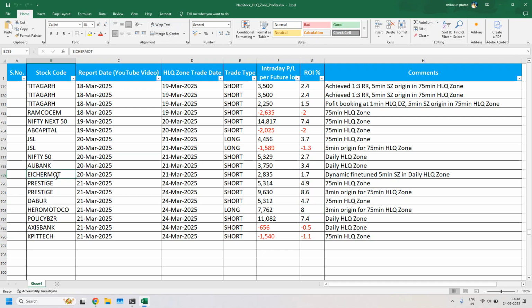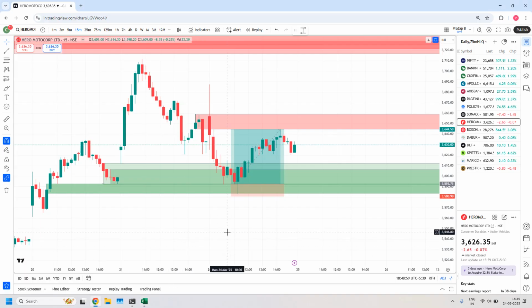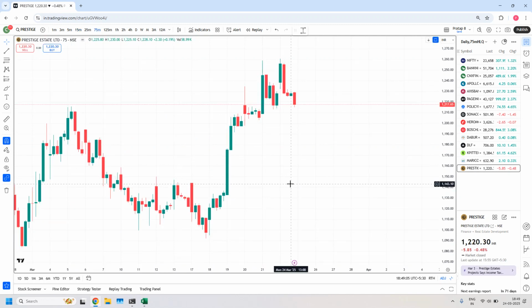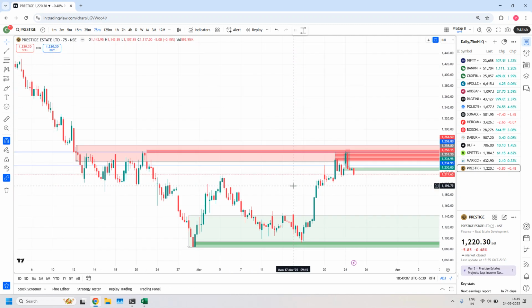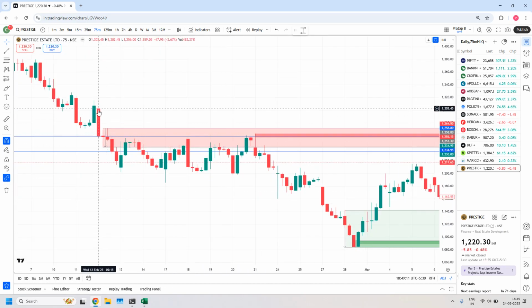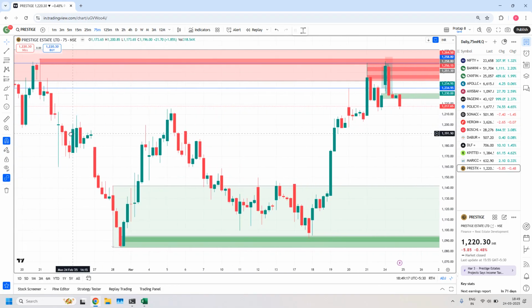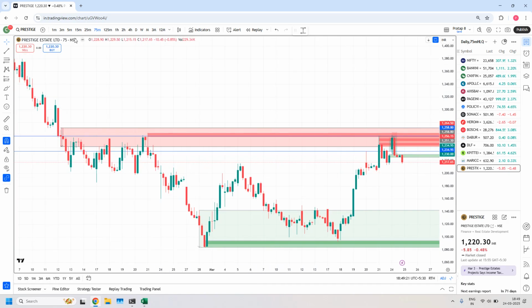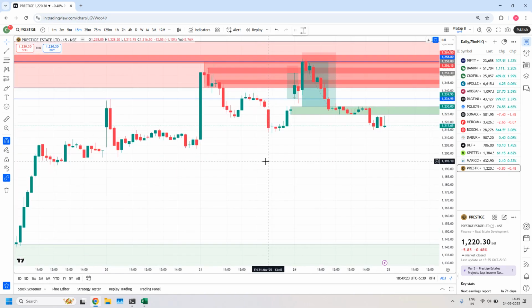Prestige has given 2 trades. Let us look into Prestige. Prestige is a 75 minutes high liquidity zone. It is a supply zone. How did our software identify this zone? As a drop, 2 base candles, and a drop and follow through candles. And this zone is fine-tuned with the 15 minutes time frame.